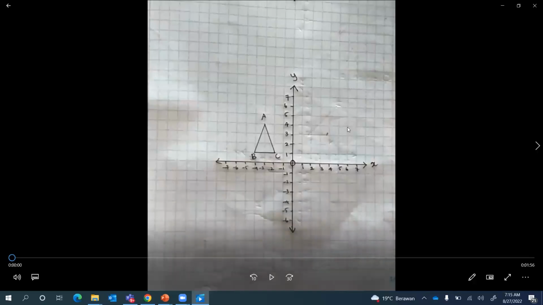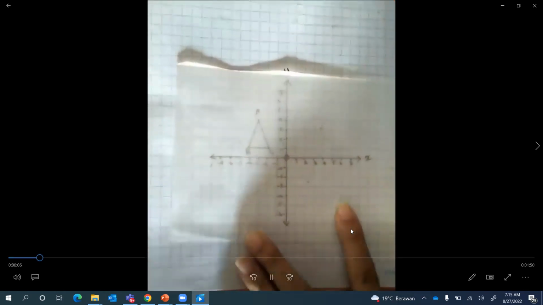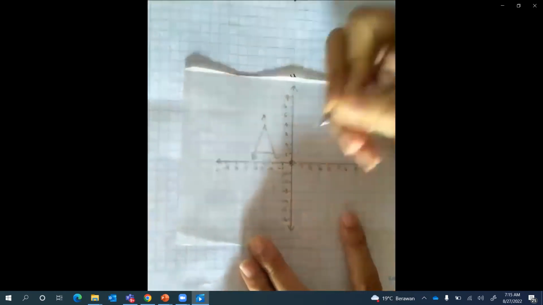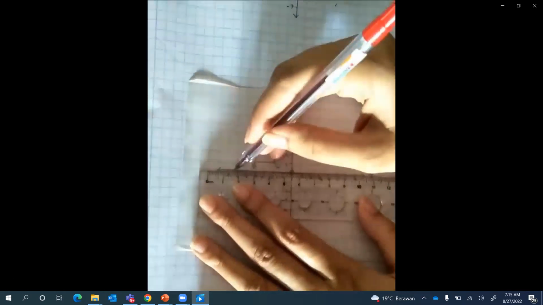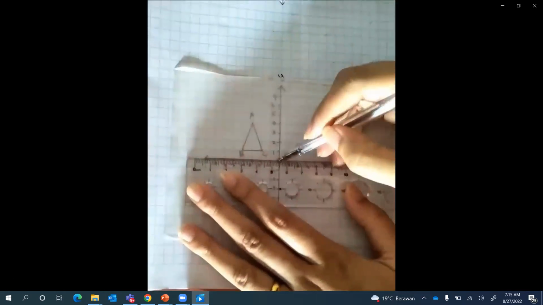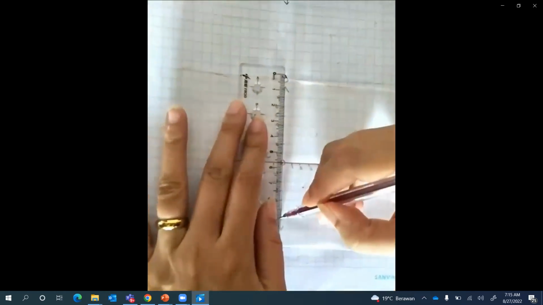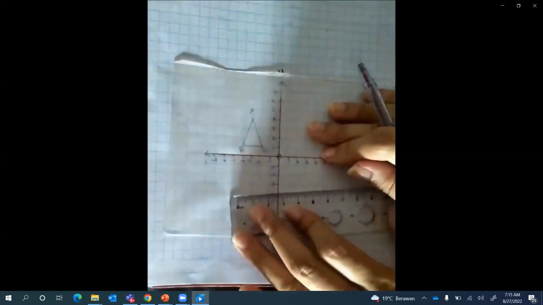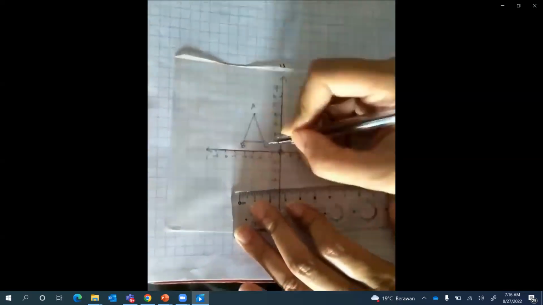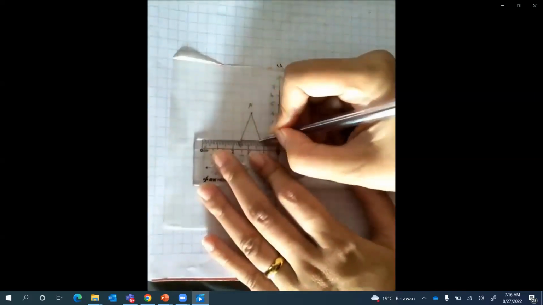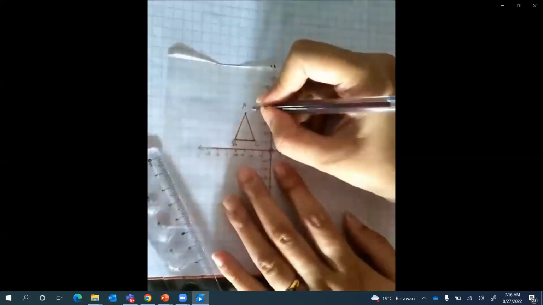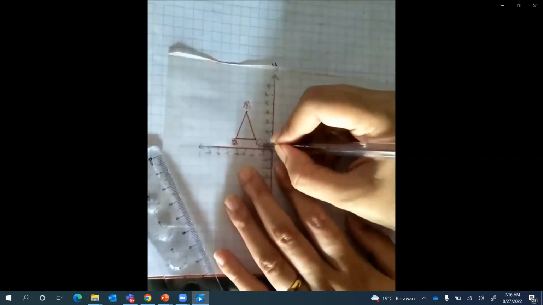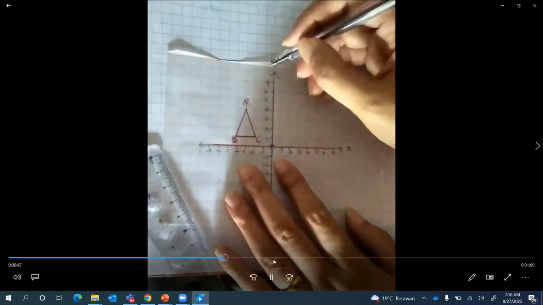So this is the question. You have to take your tracing paper and keep your tracing paper on the coordinate plane and mark the center, that is the origin, and draw along the x-axis and y-axis. And you have to trace the triangle ABC on your tracing paper. Not only the shape, but also you have to trace the names of the points A, B, C on the tracing paper.